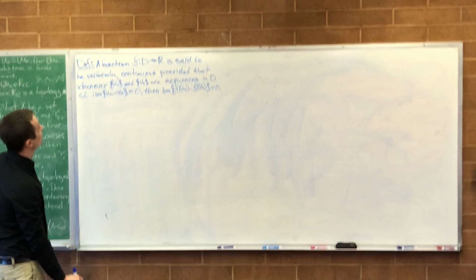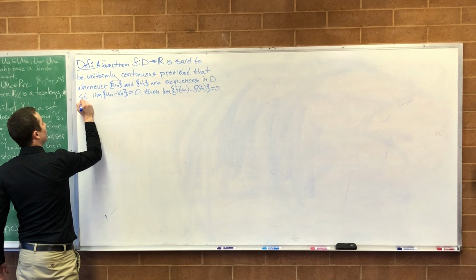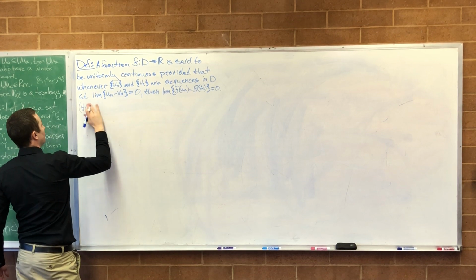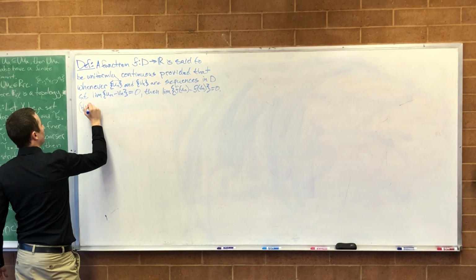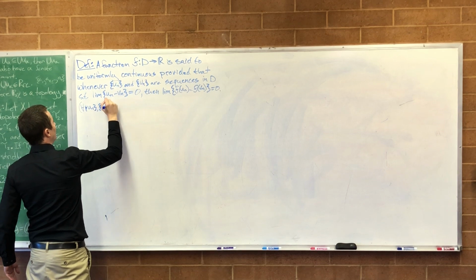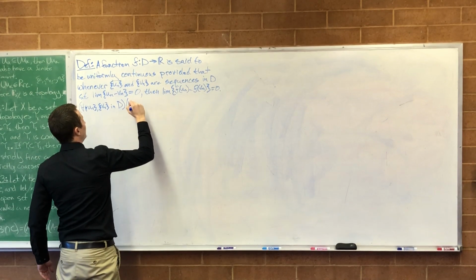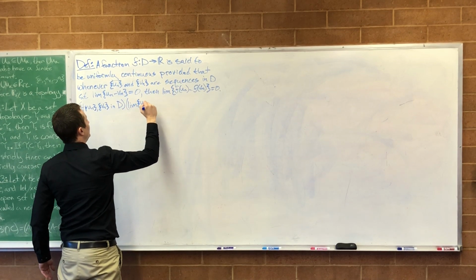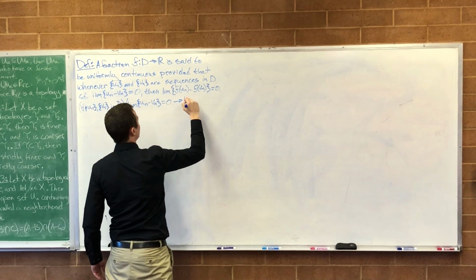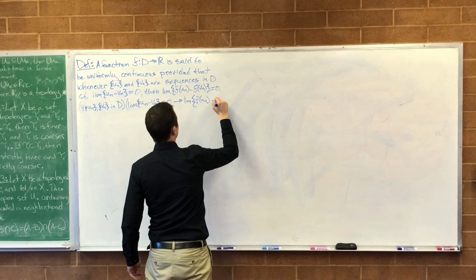We could write this out as: for all sequences u_n and v_n in D, the limit of u_n minus v_n equaling 0 implies the limit of the difference of the images is equal to 0.